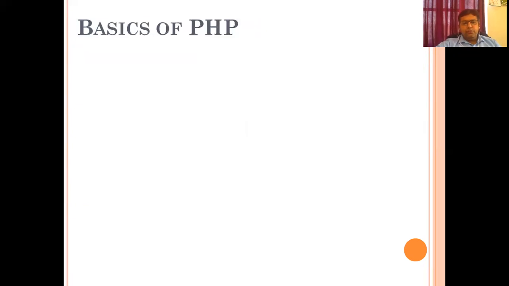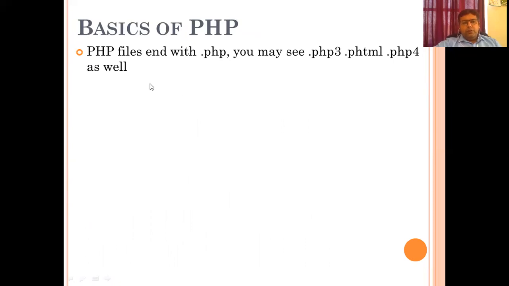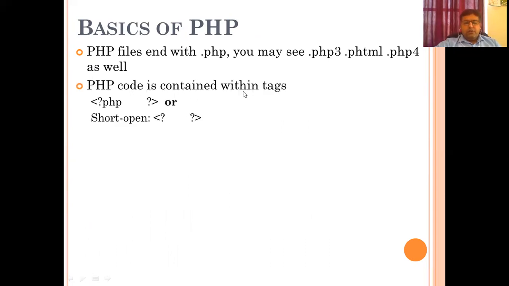So this was the introduction of PHP. Now, inside the basics of PHP. PHP files end with the .php extension; you may also see PHP3, PHTML, PHP4 as per the versions. You can change your syntax to save the file, right? Now basically PHP code is contained within tags. These two tags are the less-than bracket, question mark, PHP, and question mark; this is the opening tag and this is the closing tag. Similarly, in the short open tag, they use less-than question mark and question mark greater-than. So basically, these two tags are widely used for server-side programming in the PHP language.